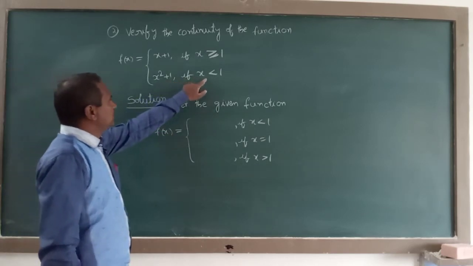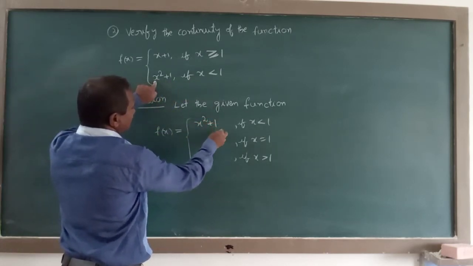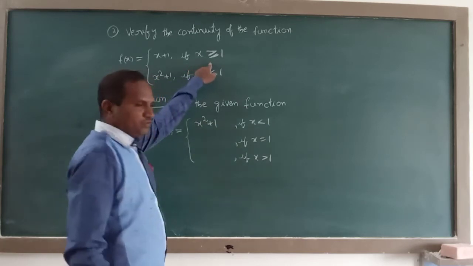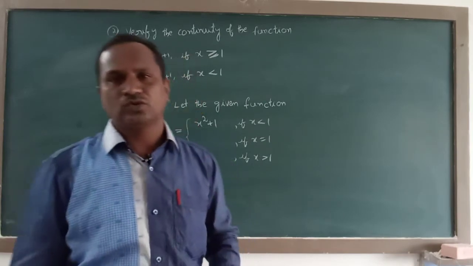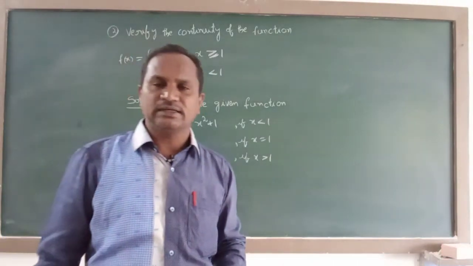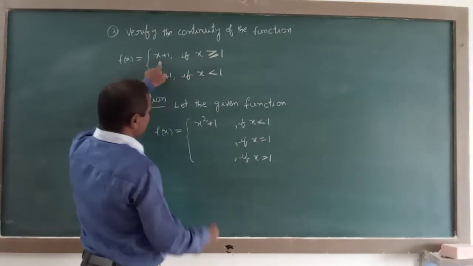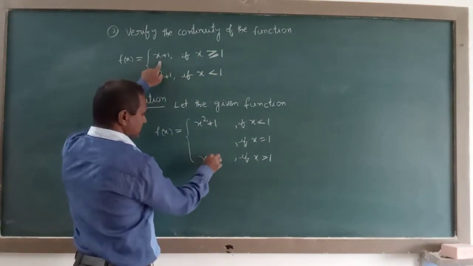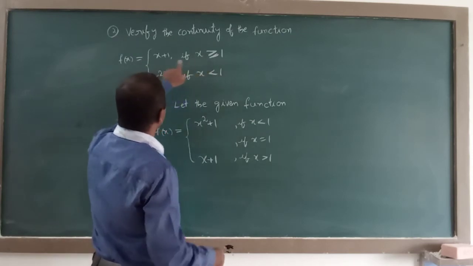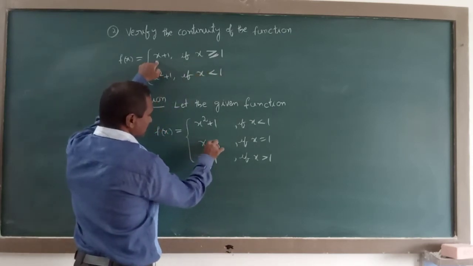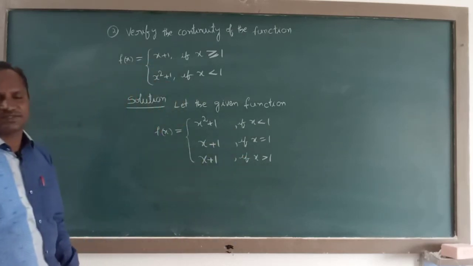Corresponding to the less than symbol, x square plus 1 is there. Greater than or equal to means it is applicable to both symbols, greater than and equal. That's why corresponding to the greater than symbol, x plus 1 is there, and for the equal symbol they also gave x plus 1. We have three functions here.